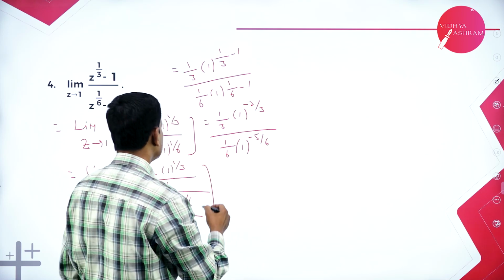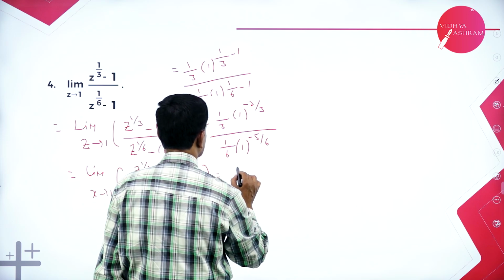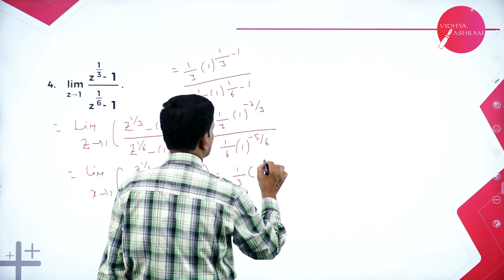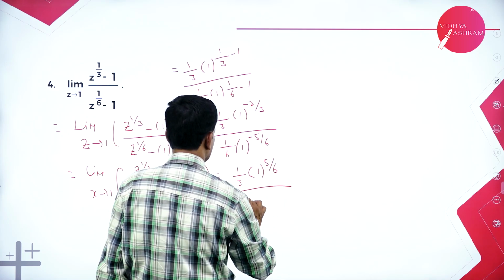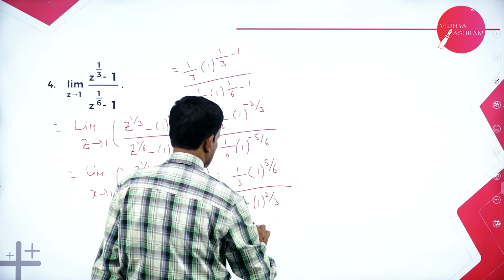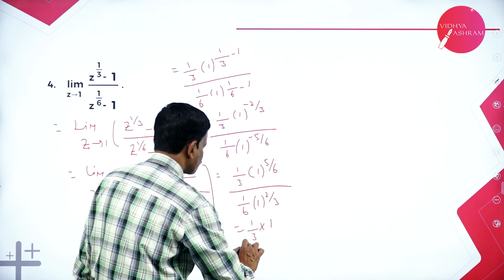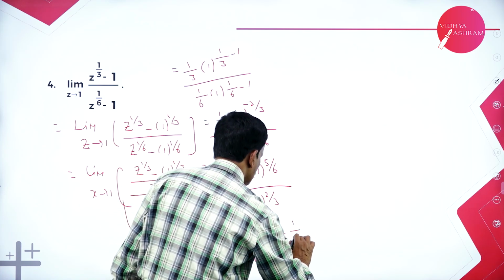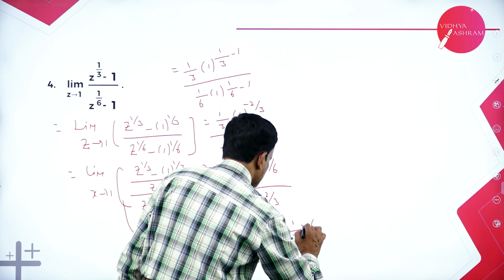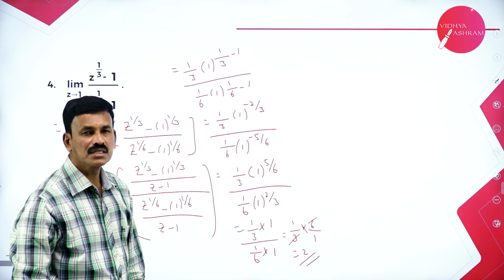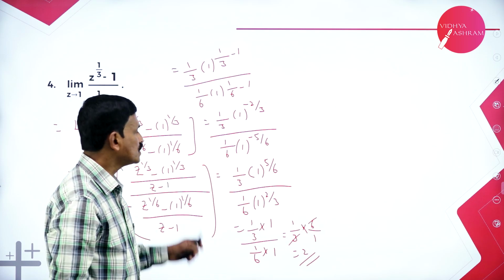Whatever it may be, if you interchange this to the numerator, this becomes 1 over 3. Take this to the numerator, 1 to the power of plus 5 by 6, 1 over 6. So this is 1 over 3 into 1, divided by 1 over 6 into 1. This is nothing but 1 by 3 into 6 by 1, that's equal to 2. The simplified answer is 2, that's it. The required answer is 2 in this case.